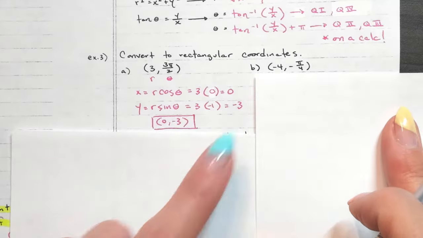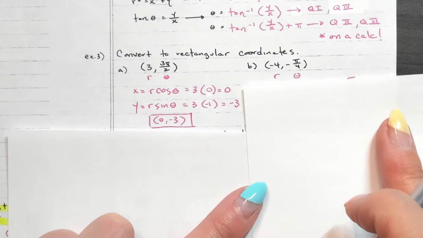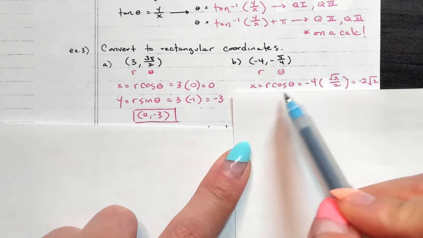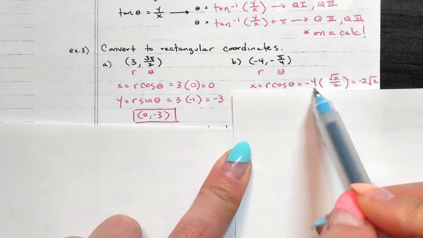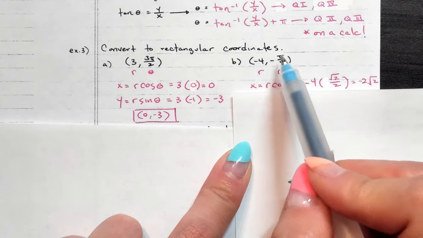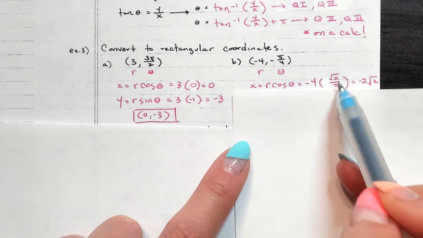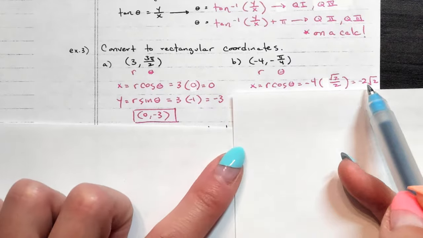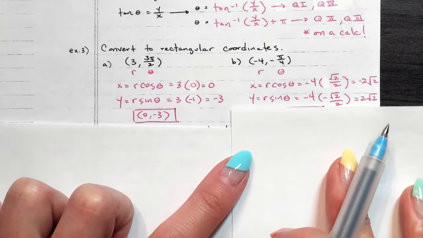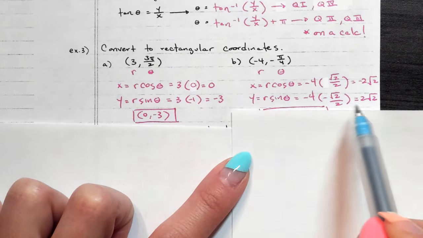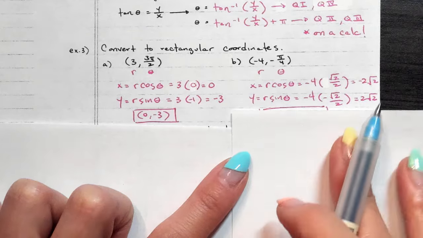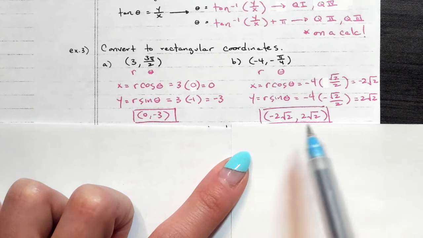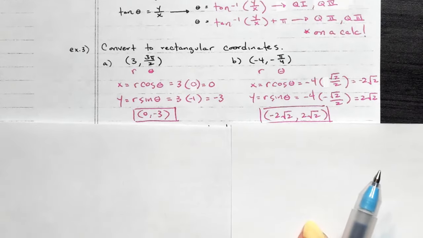So again, I'm going to start with r, theta, and then I'm going to start with my x. So r cosine theta, my r is negative 4. Cosine of negative pi over 4 is positive root 2 over 2. You multiply that together and you get negative 2 root 2. And then r sine theta, you multiply, you get 2 root 2. And then you have your rectangular coordinate. So this is an xy value, okay, xy point.